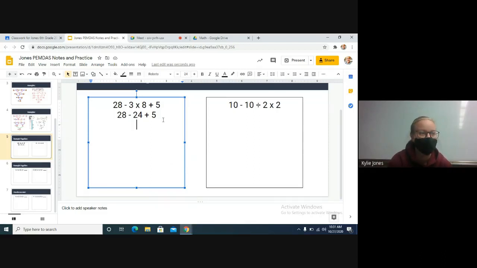So what am I going to do next? Good. We're going to do 28 minus 24. What is that number? It would come first if it was the first one. But when you're at this point, when you have just addition and subtraction left, you always go from left to right. If there were more things to do still, then we would do the addition first. That's the confusing part of PEMDAS. Sometimes you got to do 2 of them at once.